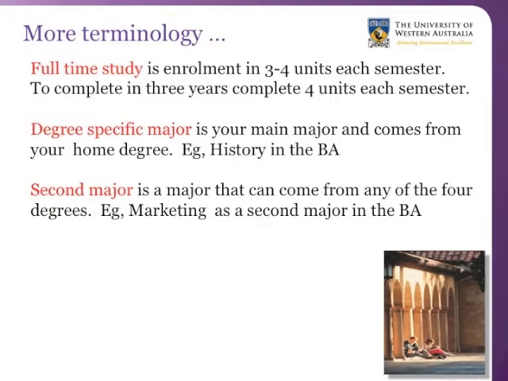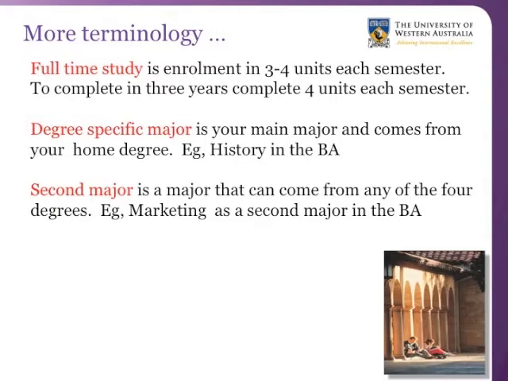A degree-specific major is your main major and comes from your home degree. For example, if you're in the Bachelor of Arts, then history might be your degree-specific major. A second major is a major that can come from any of the 4 degrees. For example, a student in the Bachelor of Arts could complete a degree-specific major in philosophy and then a second major in marketing. You must complete at least one major, and it must be from your home degree.